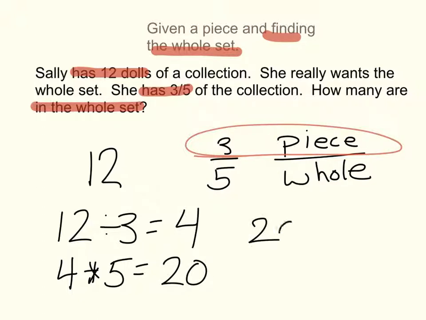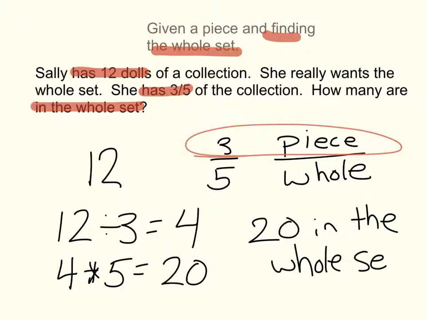And I should be getting a number larger than 12 because it's the whole set and 12 was just a piece. So 20 dolls, I should have the word dolls, in the whole set. Remember, we answer word problems with sentences. So we're going to practice this more, but these are the basic operations for solving these problems.